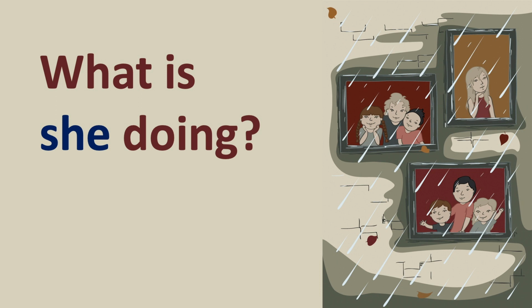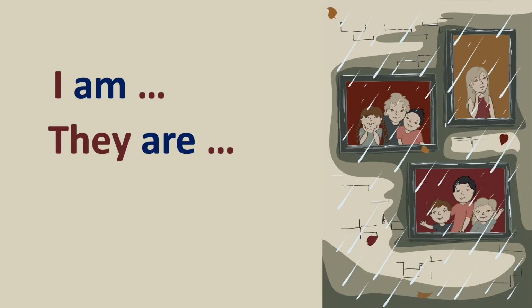Now, what if it's a he or a she? It's still just one person, but they're asking about someone else. What happens then? So here's the rule to learn in English for this. It's always I am. When it's more than one person and they're asking, "What are they doing?" Well, it's they are. And then let's look at one more.